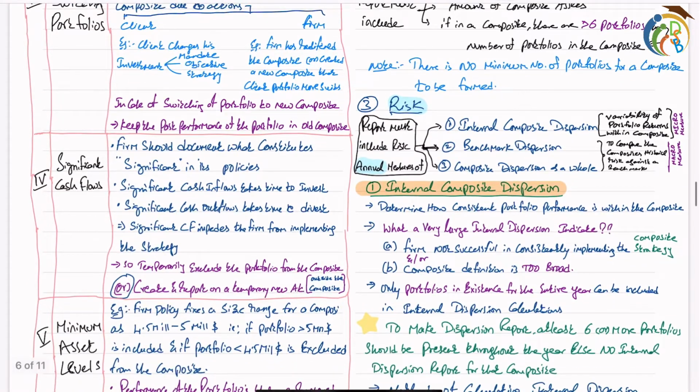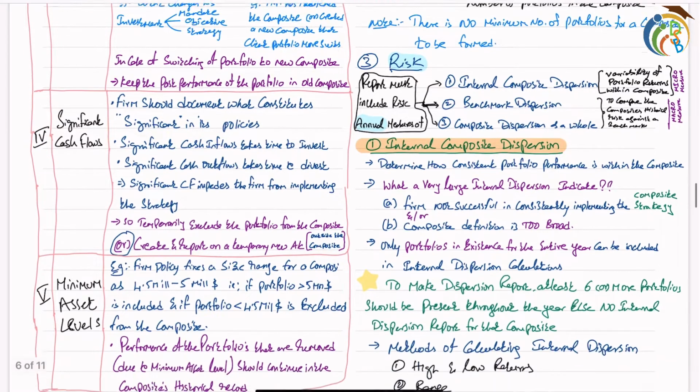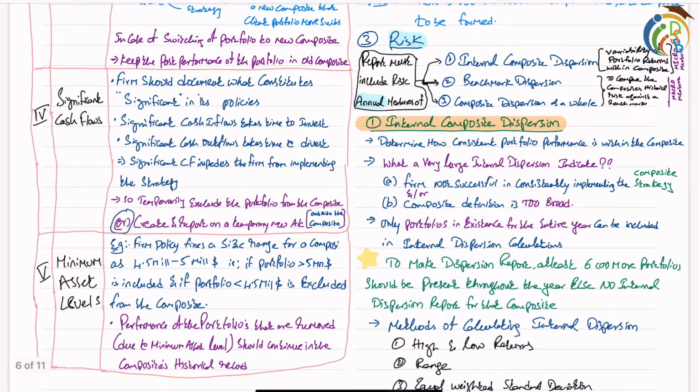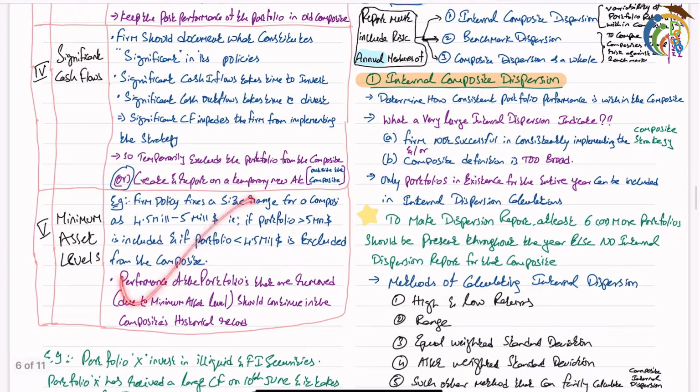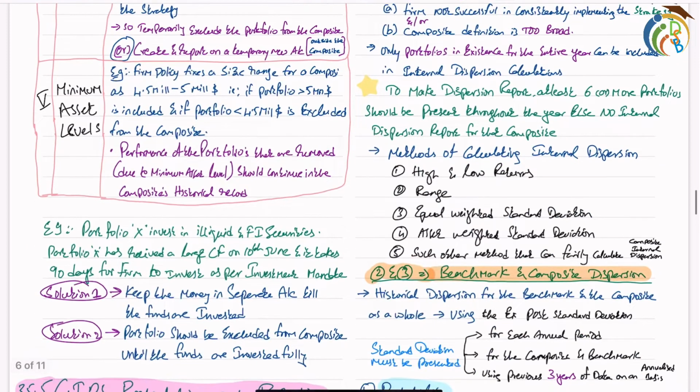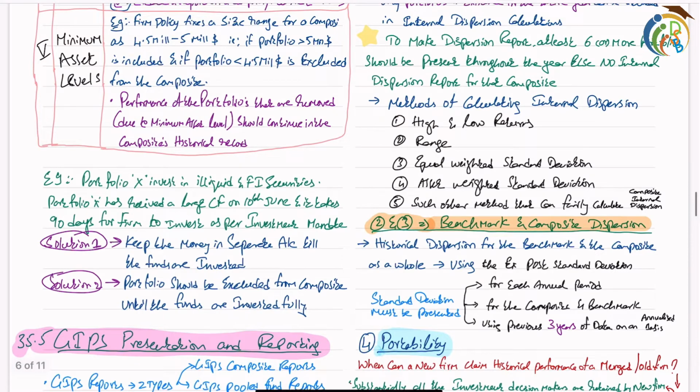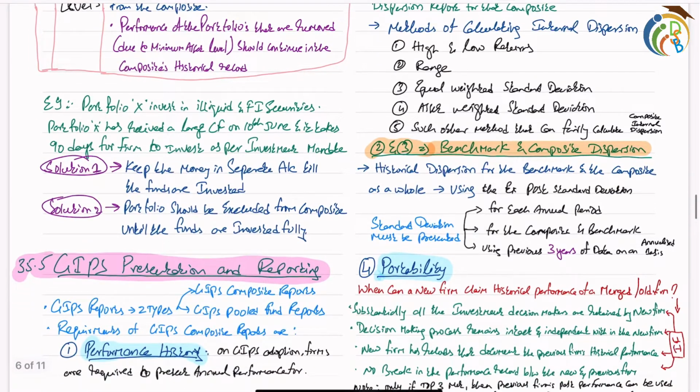And significant cash flows: when significant inflows or outflows have happened, how you need to make the performance calculation. Then minimum asset levels: what if there are certain minimum asset levels for a portfolio to be part of a composite, how will you treat it? So these are the different scenarios that we are going to see. And portfolio, okay, this is one example that we have seen.